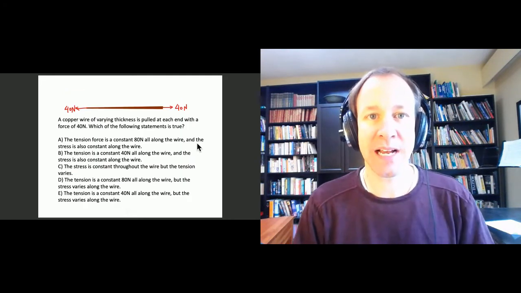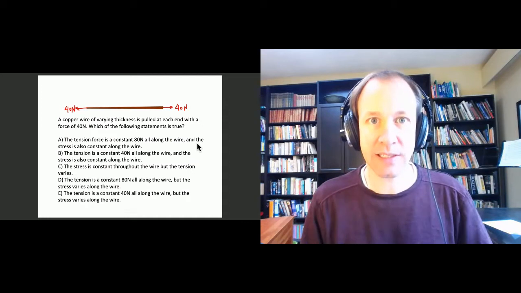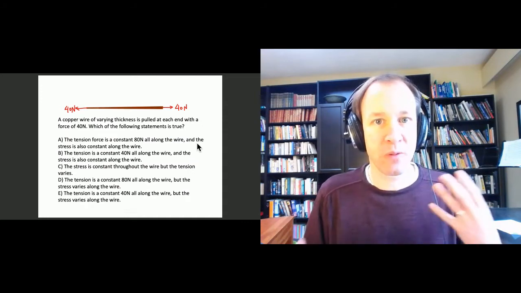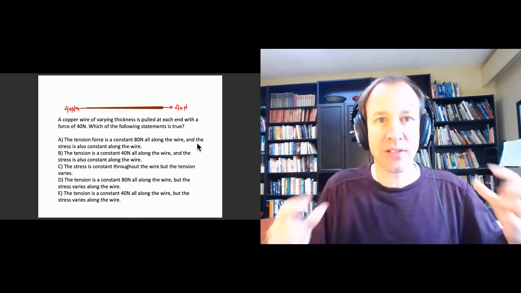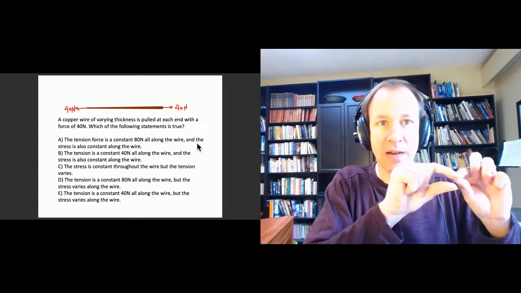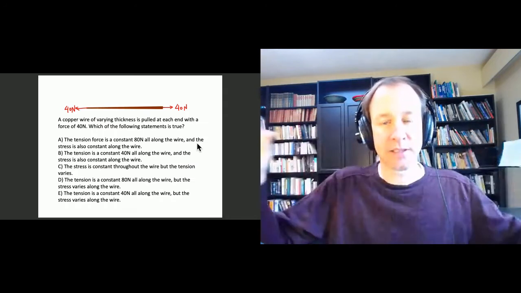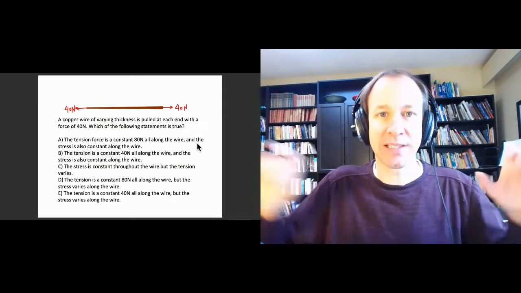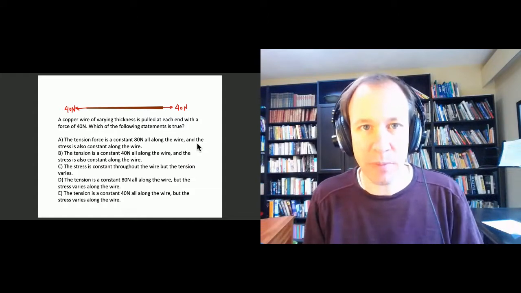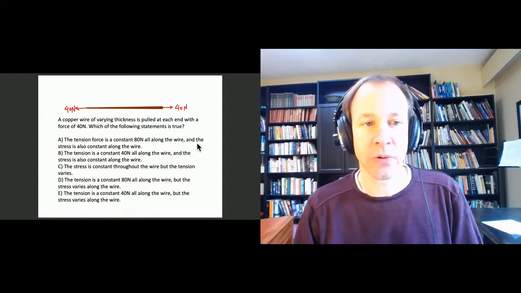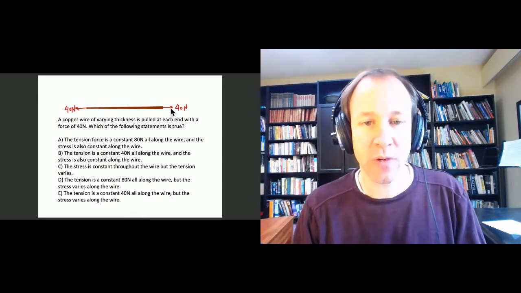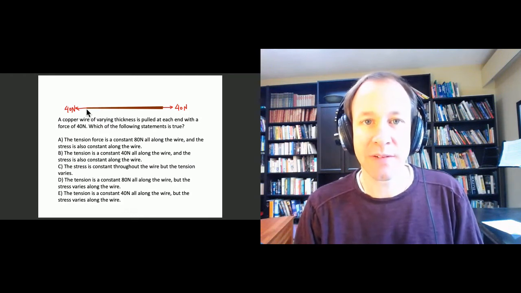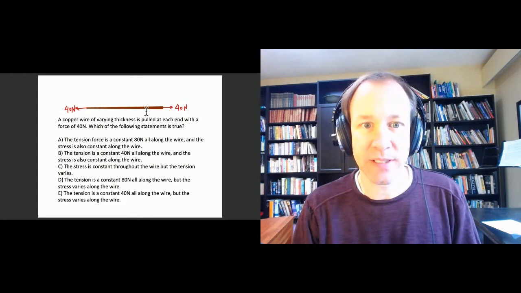Before we start on that, I wanted to have this clicker question where it's just about forces in a static situation. The interesting thing here is that it's talking about a copper wire whose area is changing along the length. There's a couple of parts to this question. The setup is that we have 40 newtons force acting on either end. And we want to know, what is the tension force at various points in the wire? What is the stress at various points in the wire?